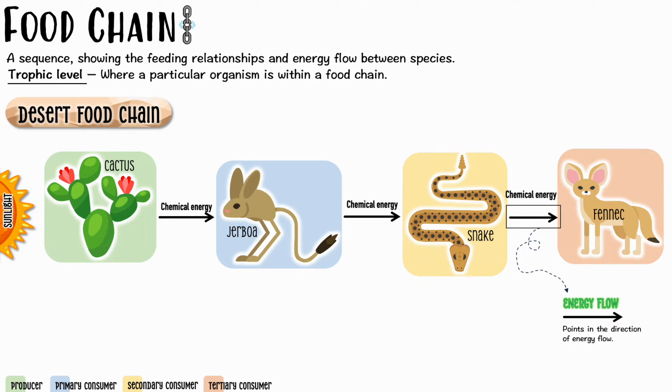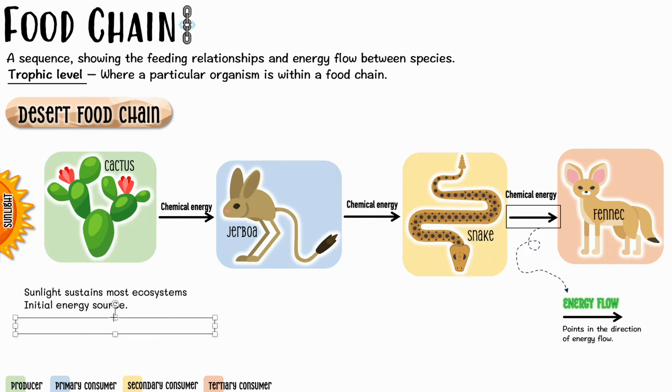Now, the important thing to consider is, again, sunlight. I need to talk more about sunlight. So sunlight sustains most ecosystems because it is the initial energy source, right? It's the initial energy source that plants use to start off this whole food chain, okay?